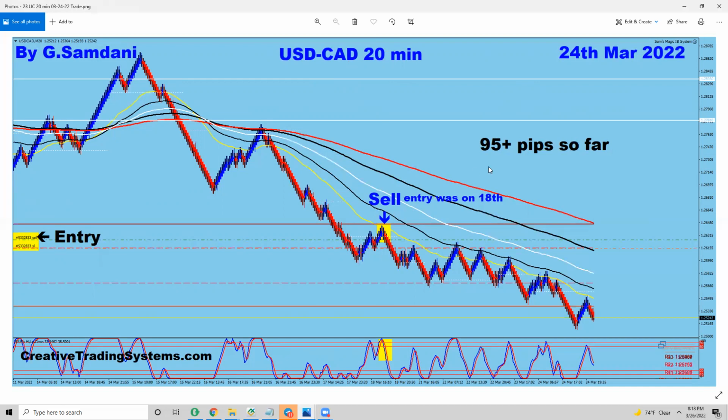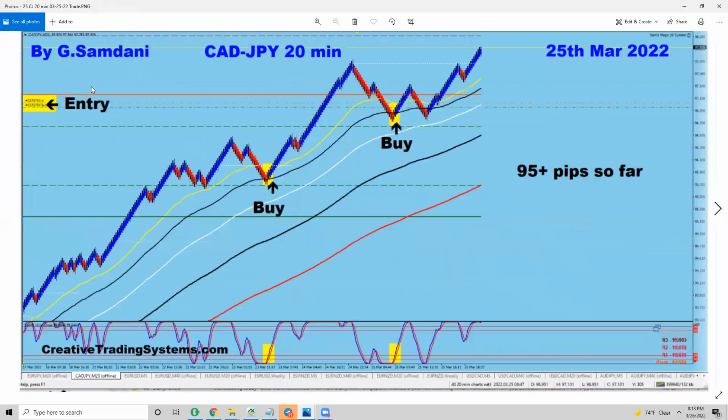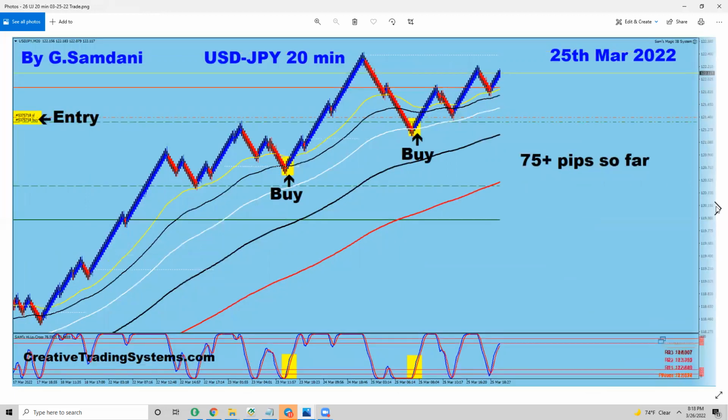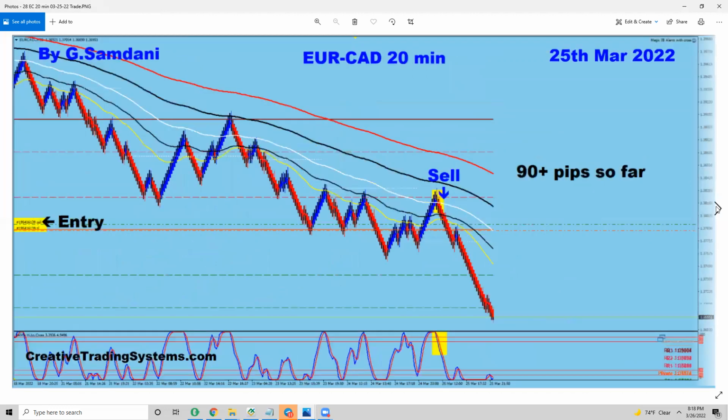All right. So this was an entry, 95 pip on the 24th. See, Pound CAD short entry, drop 55 pip. Then CAD Yen 20-minute chart, you can see this was the entry, the trade I just showed you a little while ago, and then this is the one it went up to on the 25th for 25 pip, right? And then USD Yen went up also. This was for 105 pip, and this is for 75 pip. And then Pound CAD again, this is the one that I just showed you, and this is another one for 65 pip to the downside because of the CAD strength.